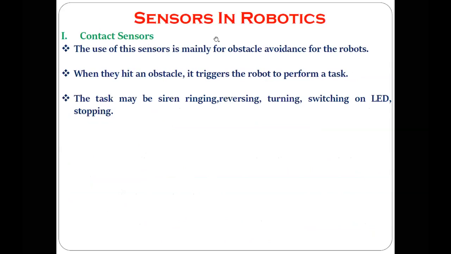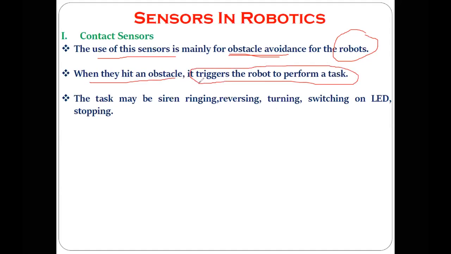So basically, the use of this kind of sensors in the robot is for the purpose of obstacle avoidance. For the purpose of obstacle avoidance, contact sensors are utilized in robots. When they hit an obstacle, it triggers the robot to perform a task. When touching happens, that touching activates the robot to perform some particular task. Now the task can be anything.